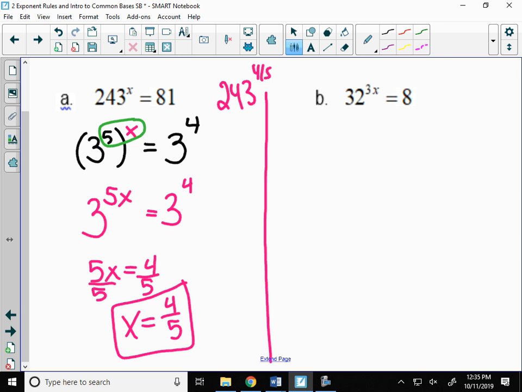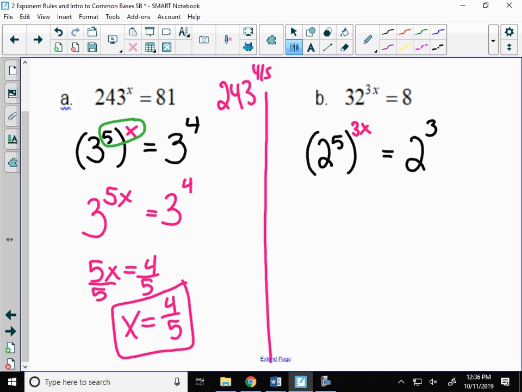I have 32 and 8 as my bases. Not alike. Any idea? 2. Okay, 2 to what power is 32? 2 to the 5th. So I have 2 to the 5th, and then I have to rewrite the original exponent of 3x. Then I set that equal to, how do I rewrite 8 with a base of 2? 2 to the 3rd. Okay.